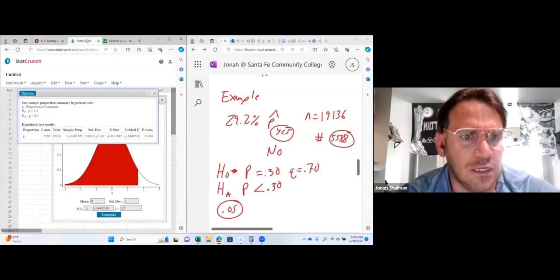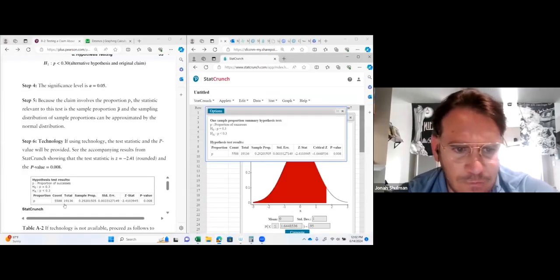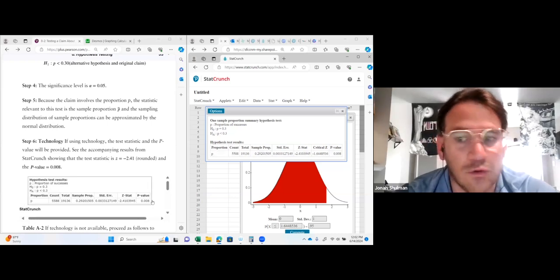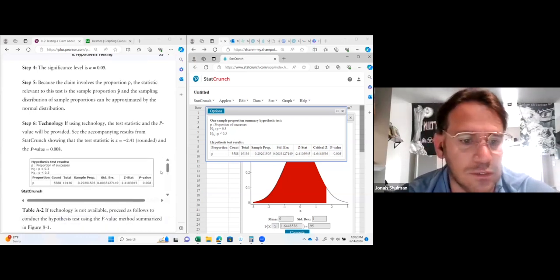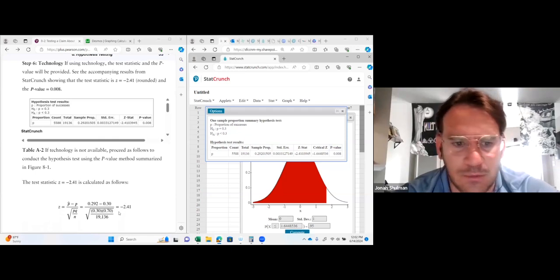Let's see if our StatCrunch looks like theirs. 5588, 19136. Sample 0.292. Standard error 0.003. Z-stat. Hey, they don't show the critical value. I always want to see that critical value because this is what I could get by hand. That's why I always want to see it. And this is how we can get that value by hand, the negative 2.41.